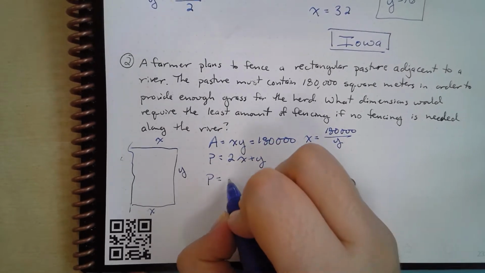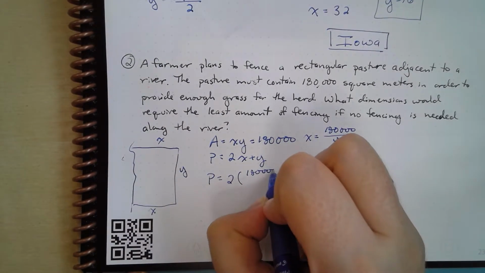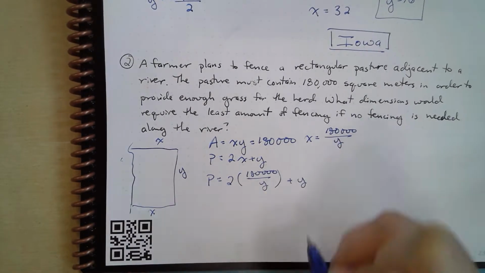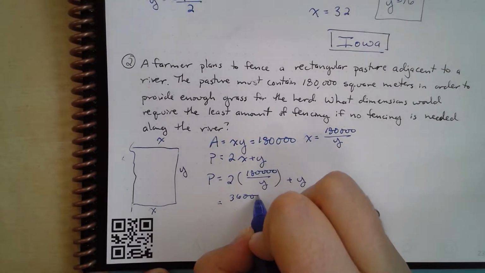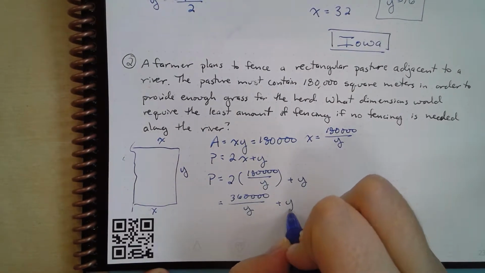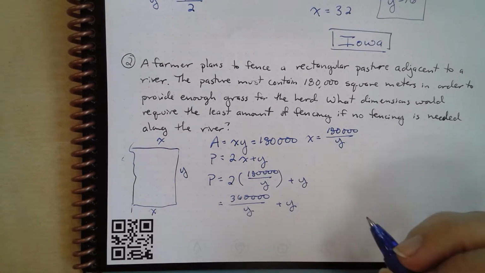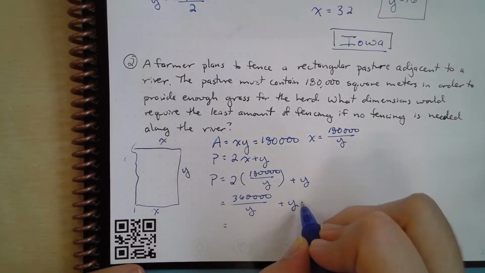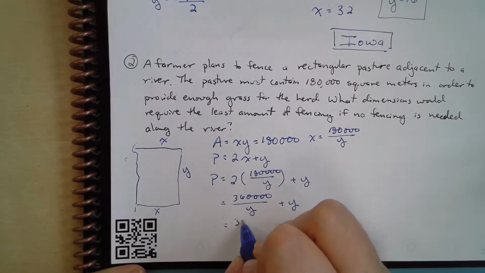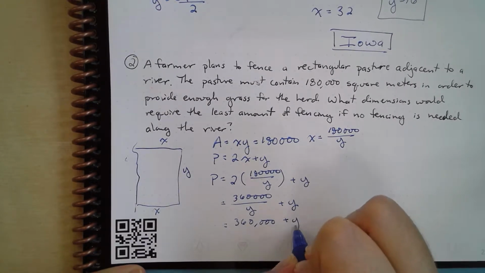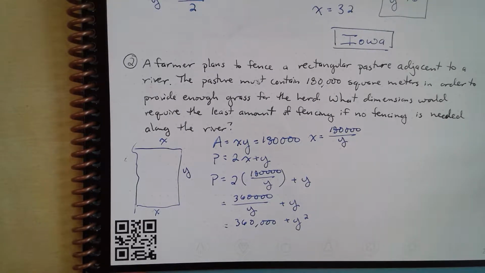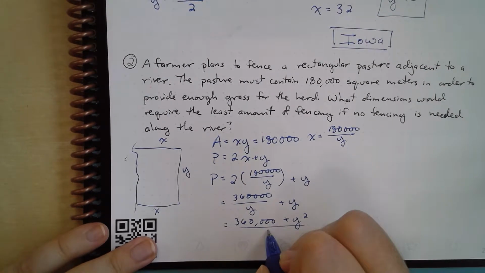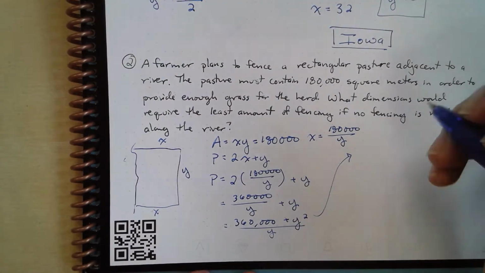So our perimeter is equal to 2 times 180,000 divided by y plus y. I already don't like how I did this, but I'm in it too deep now, so whatever. So it's equal to 360,000 over y plus y, which is going to equal, I guess if I multiplied this by y over y, I'd get 360,000 plus y squared, right? Hopefully that makes sense. Let me pause for a second and check my math here. Okay, I think I forgot a denominator. Over y. All right, and I'm kind of running out of room, so I'm going to go up here.